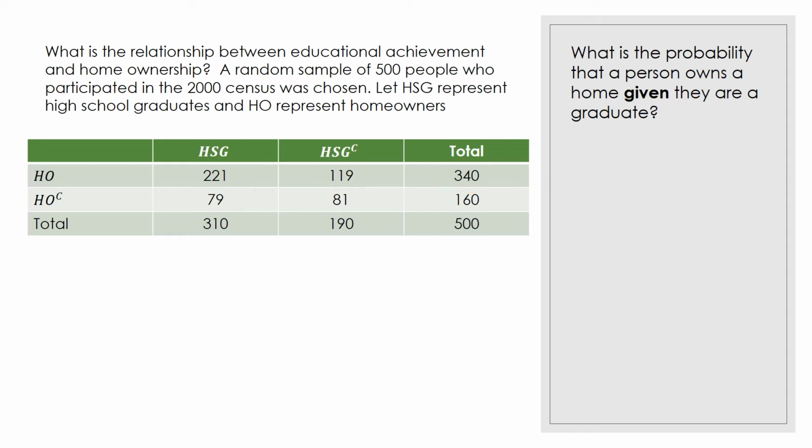Okay? Next question. What's the probability that a person owns a home given they are a graduate? So now the given condition has changed. It seems like it's the same problem, but the order in which that is happening has changed. So now we are only considering high school graduates. And there are 310 total high school graduates. So that becomes our denominator, 310. We still want to know those that are homeowners among those high school graduates. So it's still 221. Just by chance, it happens to be that same numerator. So we are looking at 221 out of 310. And this is representing the probability that somebody is a homeowner given they are a high school graduate.